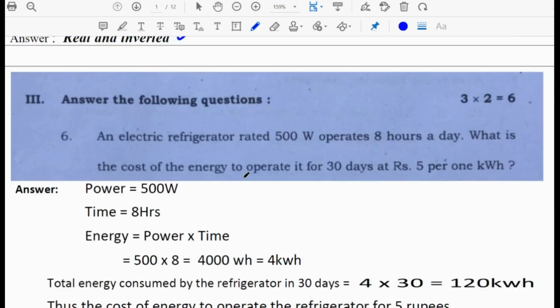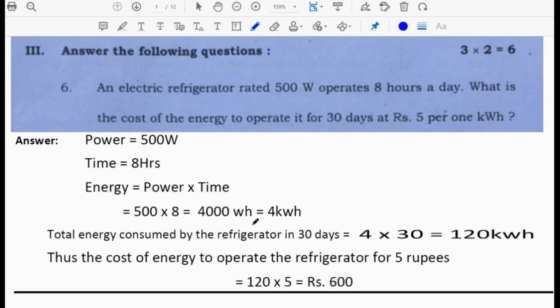Moving on to the third section, answer the following questions. Three questions will be given, and each question carries 2 marks. Total 6 marks for this section. An electric refrigerator rated 500 watts operates 8 hours a day. What is the cost of energy to operate it for 30 days at rupees 5 per 1 kilowatt hour?